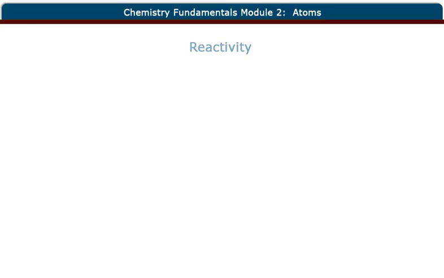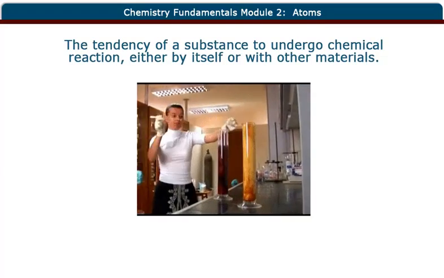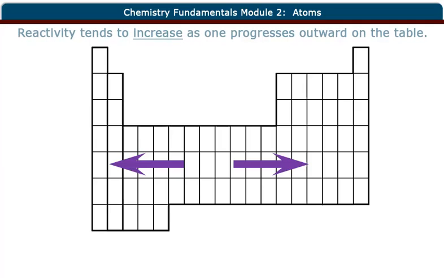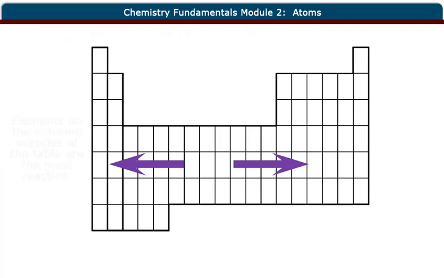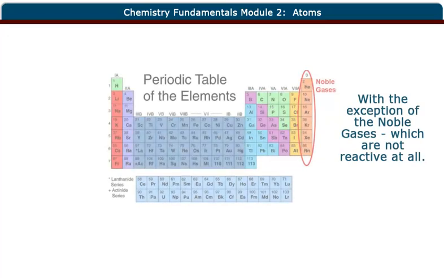Reactivity is defined as the tendency of a substance to undergo a chemical reaction either by itself or with other materials. Reactivity tends to increase as one progresses outward on the periodic table. Elements on the extreme outsides of the table are the most reactive, with the exception of the noble gases, which are not reactive at all.